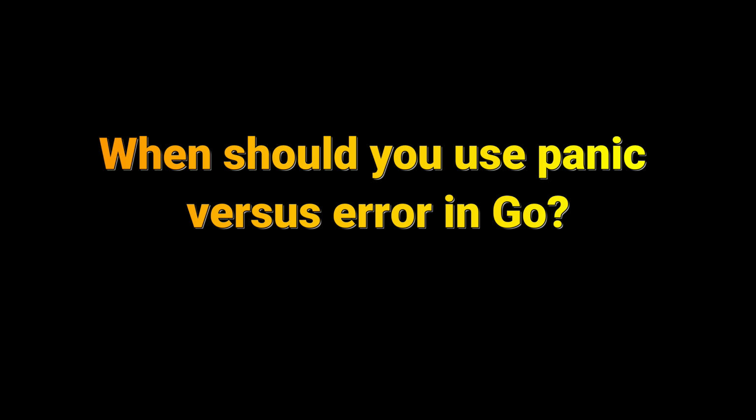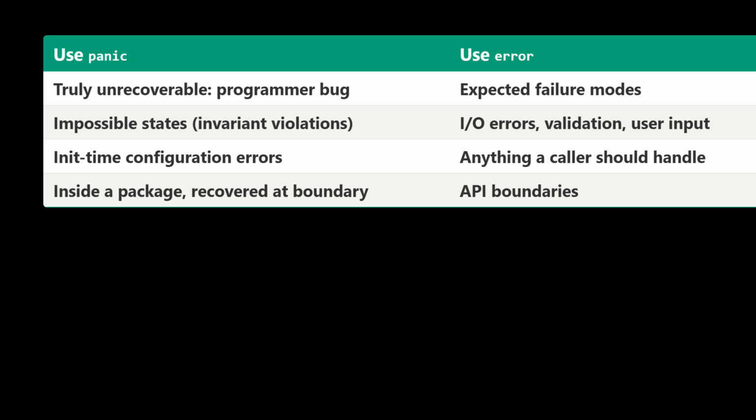Question: when should you use panic versus error in Go? You should use panic only for truly unrecoverable situations. These include programmer bugs like nil pointer dereferences, impossible program states, or configuration errors at startup. Panic means something is badly wrong and the program cannot continue normally. You should use errors for expected failures that a caller can handle. These include input validation problems, I/O errors like file not found, and user mistakes.